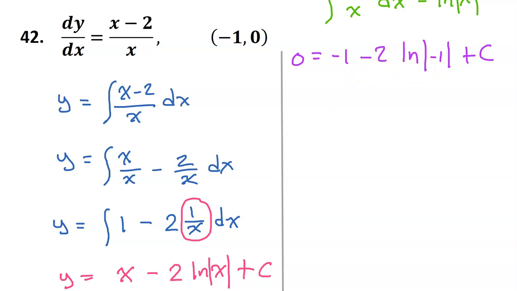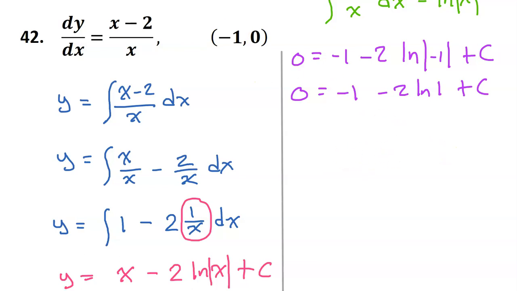So we can go ahead and simplify. The absolute value of negative 1 is positive 1. So maybe I'll just do that to make it really clear that we have 1 minus 2 times natural log 1 plus c. We know that the natural log of 1 is 0. If you did not know that, memorize it right now. The natural log of 1 is 0. You have to know that.